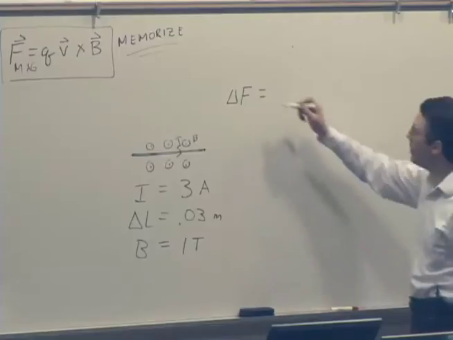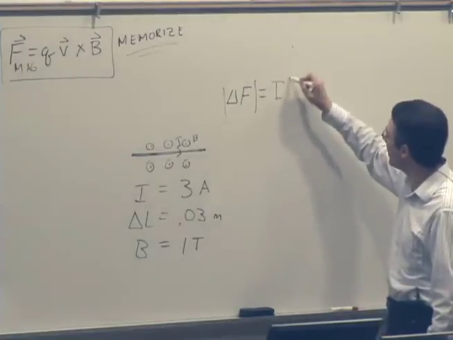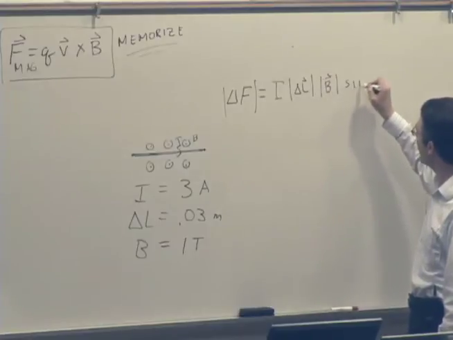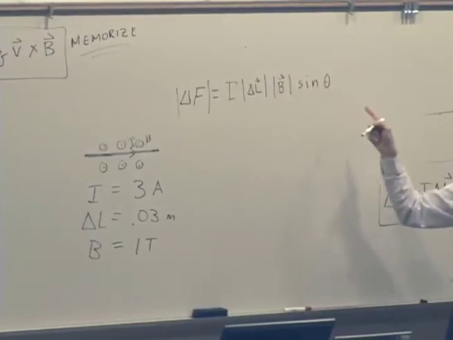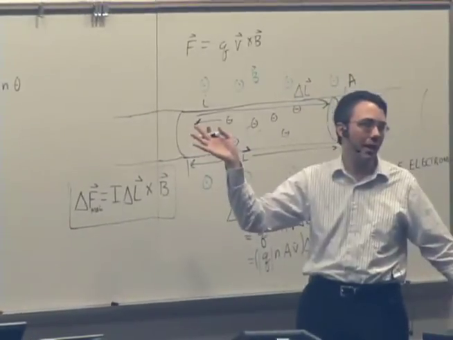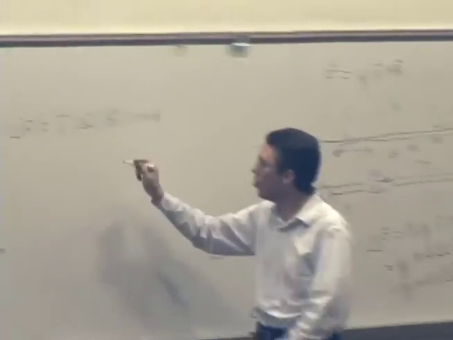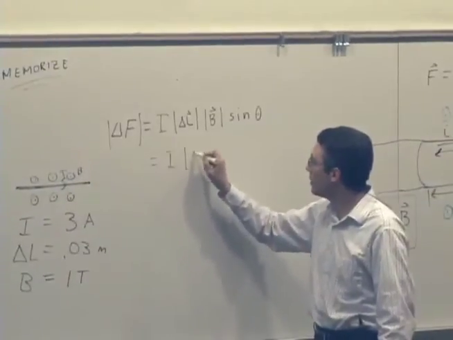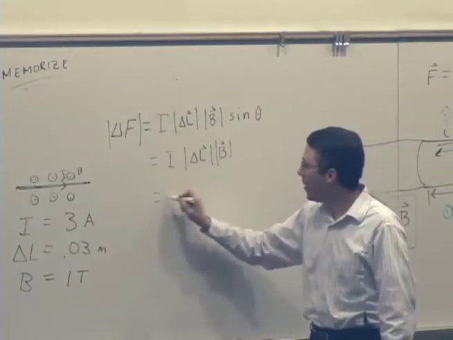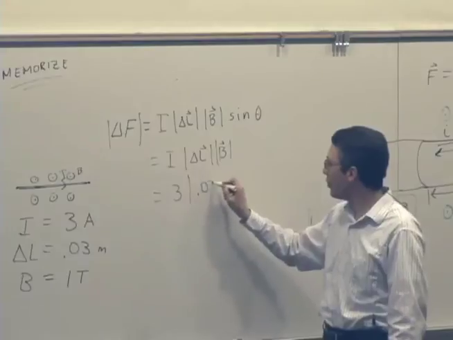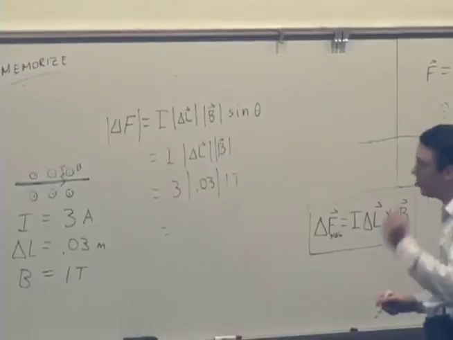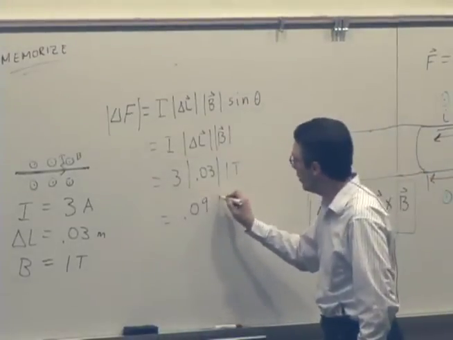So the magnitude of the force would be the magnitude of the current times the magnitude of delta L times the magnitude of B times the sine of the angle between the current and the magnetic field, which in this case is what? The angle is 90 degrees, sine of 90 is 1. Okay, so I times delta L times B. We have 3 amps times 0.03 times 1 Tesla gives us 0.09 newtons.